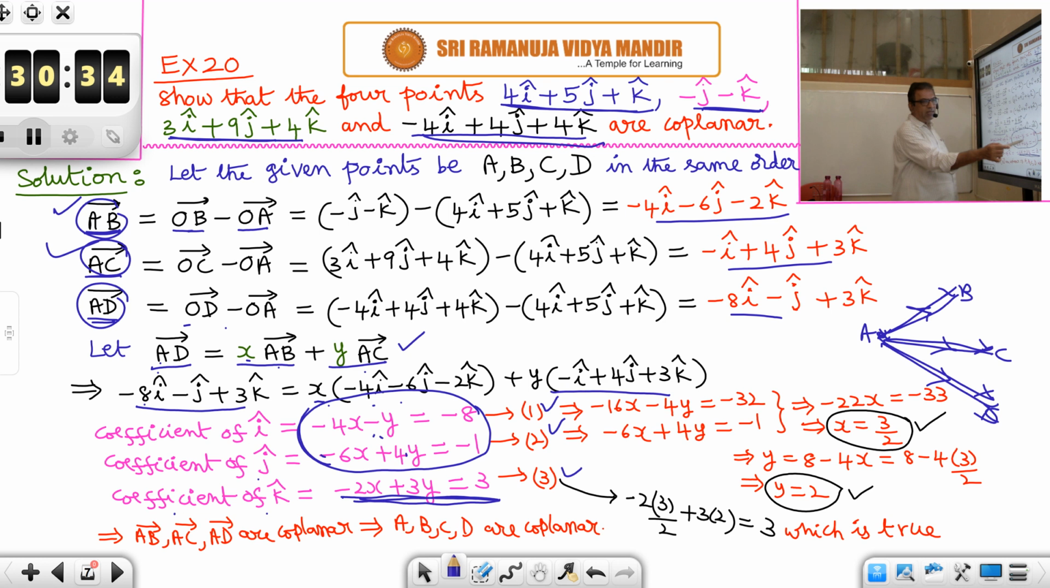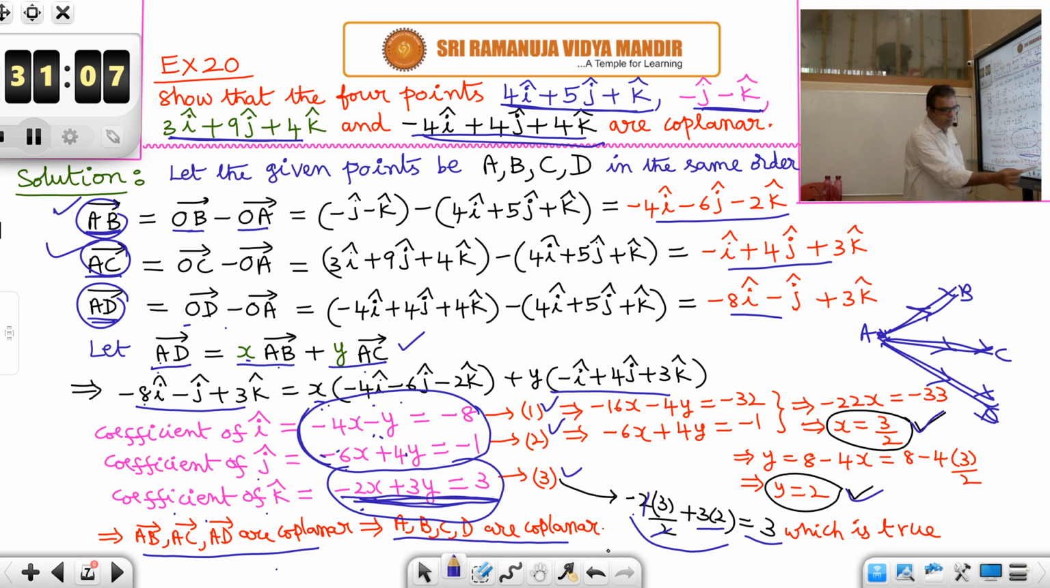So the first 2 equations I have solved and found the values of x and y. Those values I am putting in the third equation here. I have substituted. Then 2 gets cancelled. 6 minus 3, 3. It is satisfying. The third equation is also saying okay. The first 2 are saying something, the third is also saying okay, I am agreeing with you. That means they are consistent. Then if they are consistent, the vectors are coplanar, which means the 4 points are coplanar. So the given 4 points will lie in a plane.